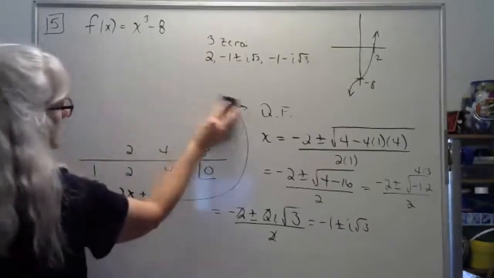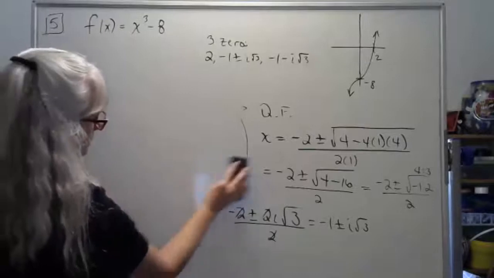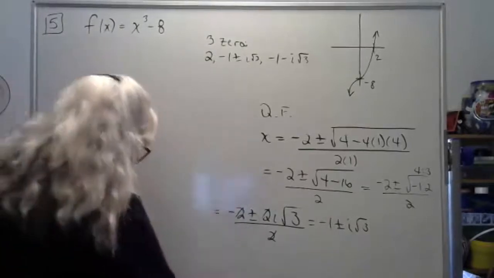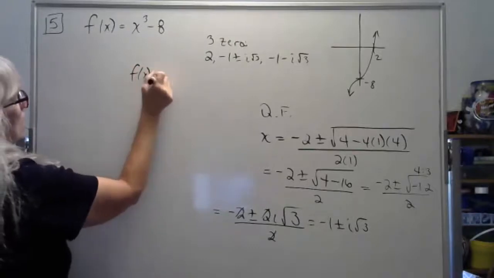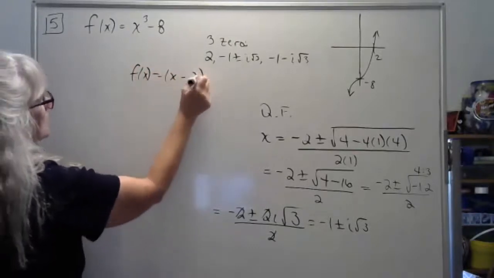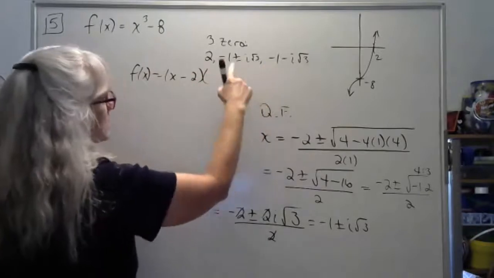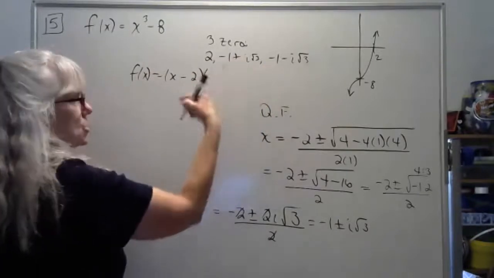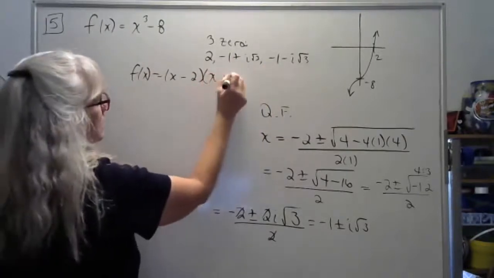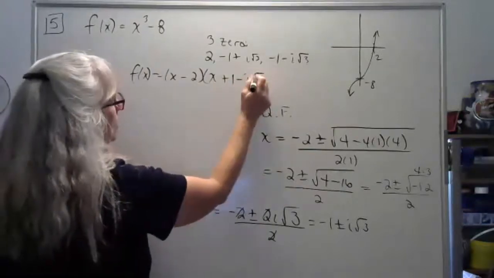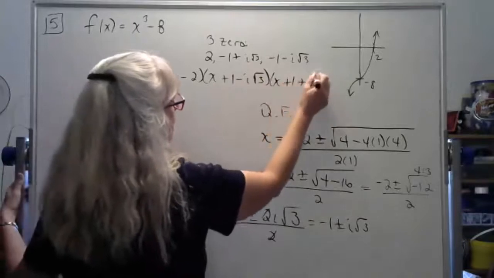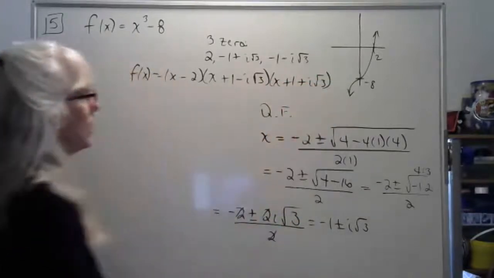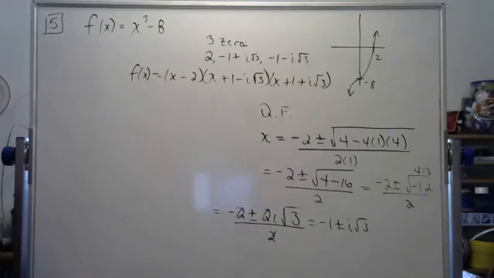They want me to write this in factored form. So in factored form, we're going to work off of that line. The first factor would be x minus 2. Now, as I bring both of these guys down, I need to change their sign. So that's going to be x plus 1 minus i root 3 and x plus 1 plus i root 3. And there it is in factored form.